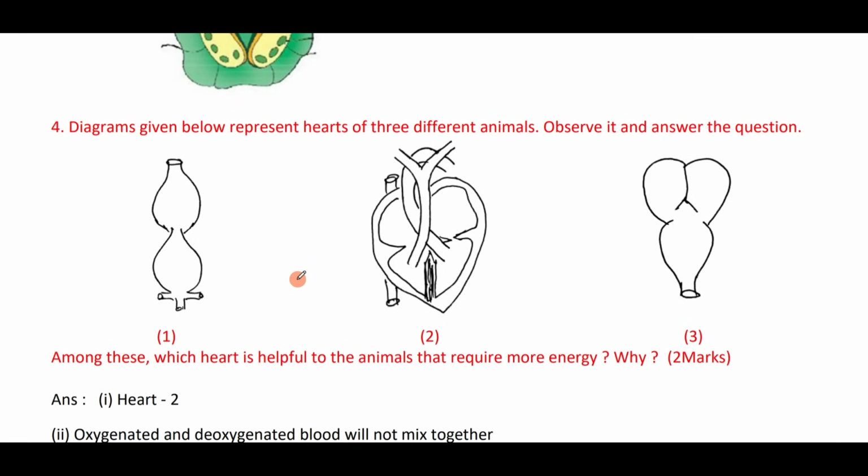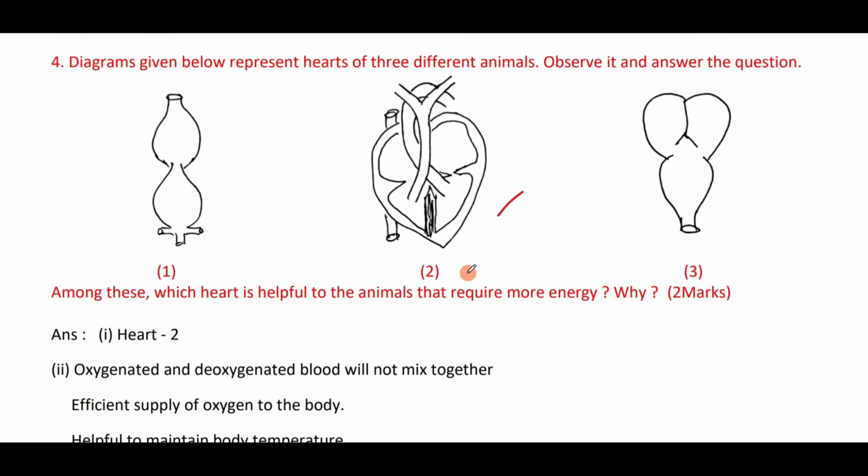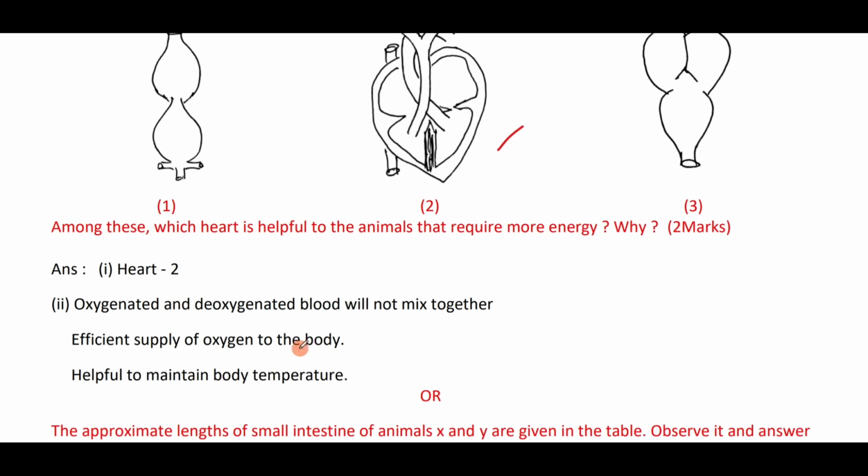Diagrams given below represent hearts of 3 different animals. Observe them and answer the question. Among these, which heart is helpful to animals that require more energy? See, the heart number 2 has more chambers when compared to other hearts. Therefore, the more the number of chambers, the higher the efficiency. Heart 2 is more efficient because oxygenated and deoxygenated blood do not mix together in this heart. Efficient supply of oxygen to the body is helpful to maintain the body temperature, which is present in aves and mammals.